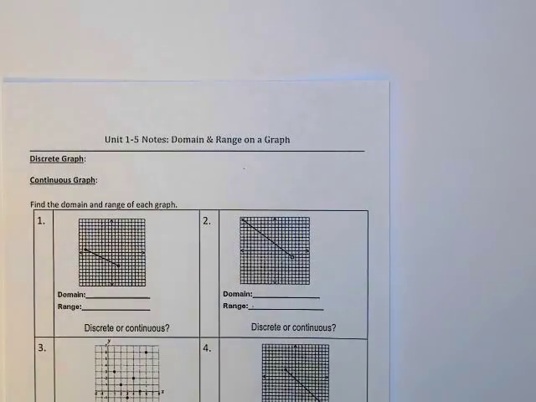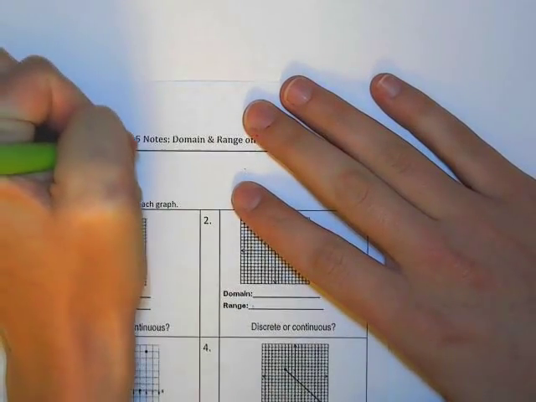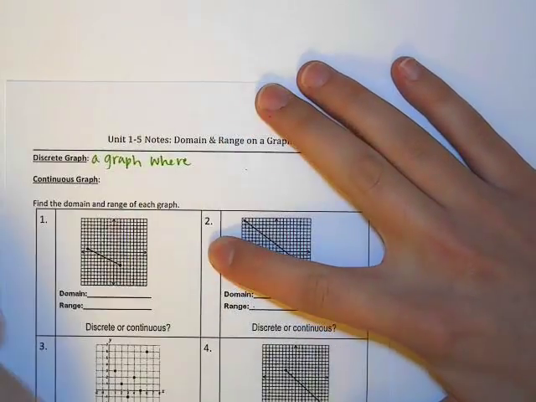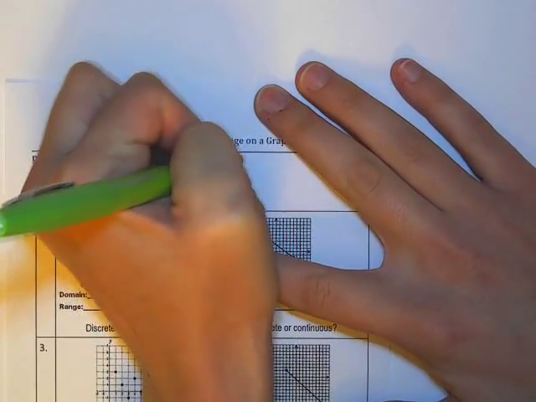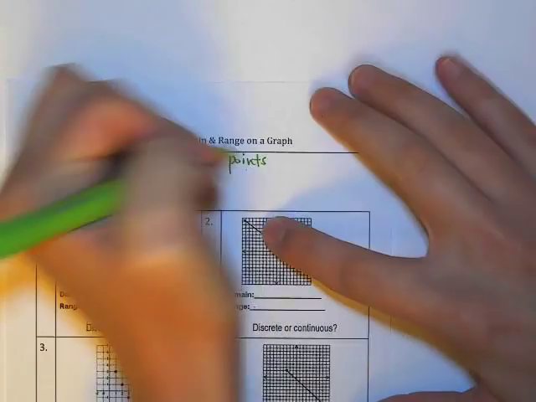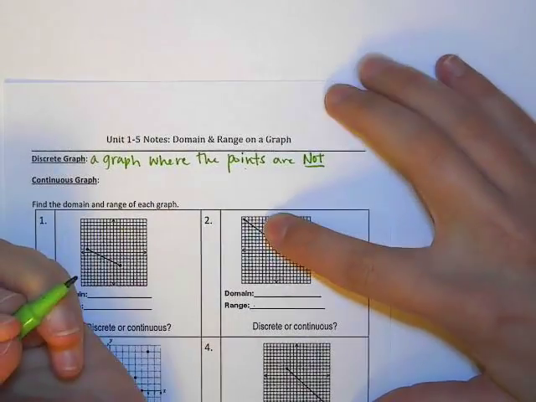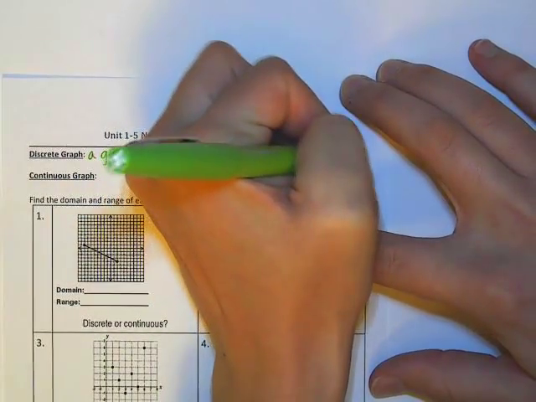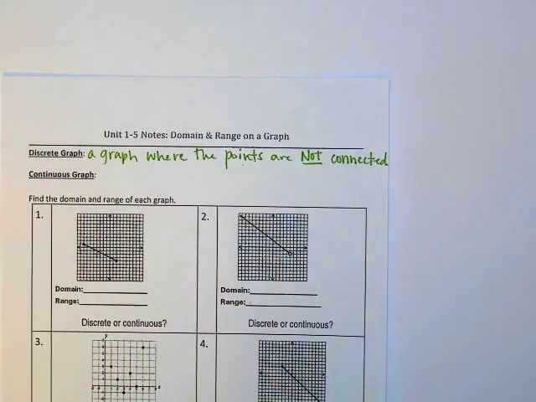A discrete graph is a graph where, you should be writing with me. Don't wait till I'm done. A graph where the points are NOT, and that's important that they're not, so I underlined it and capitalized it, connected. A graph where the points are not connected.